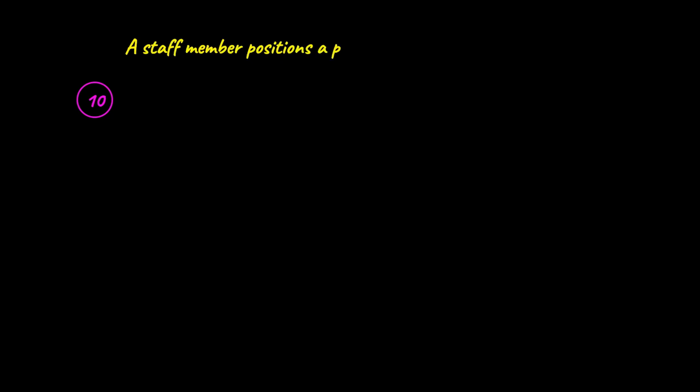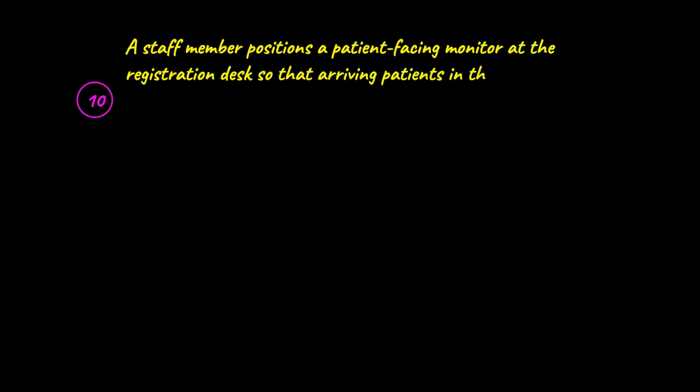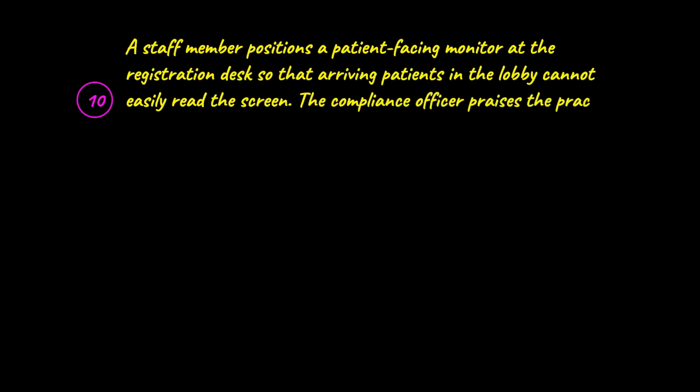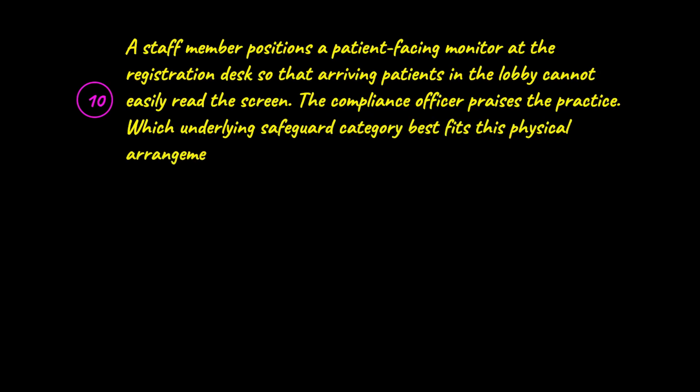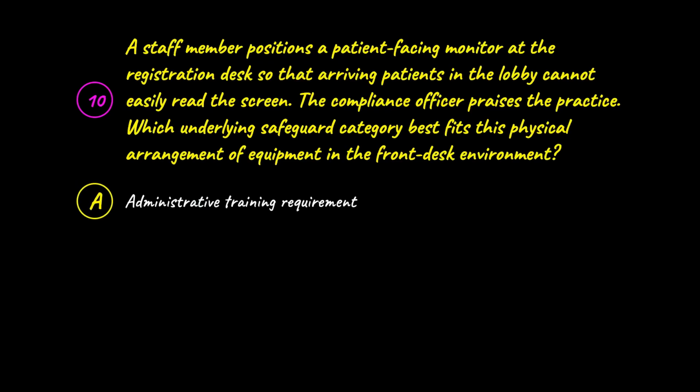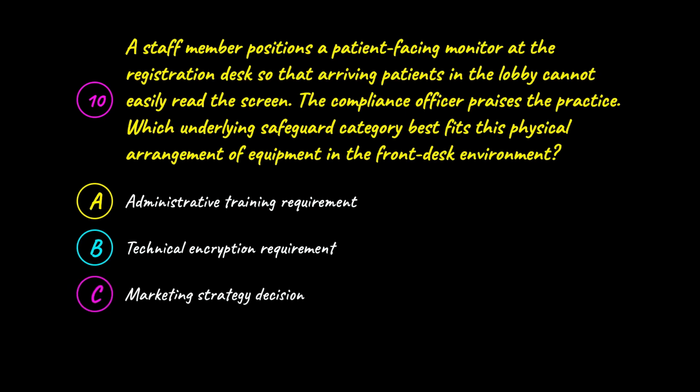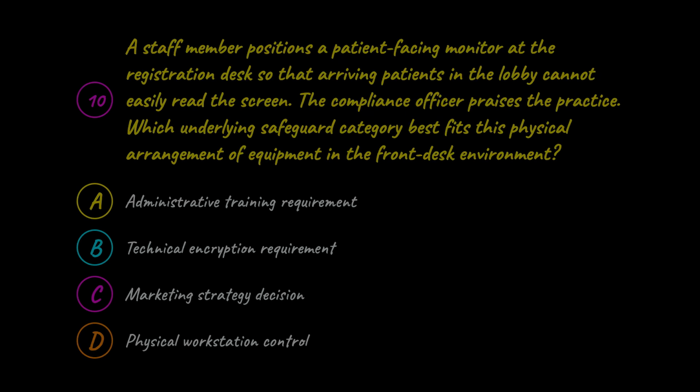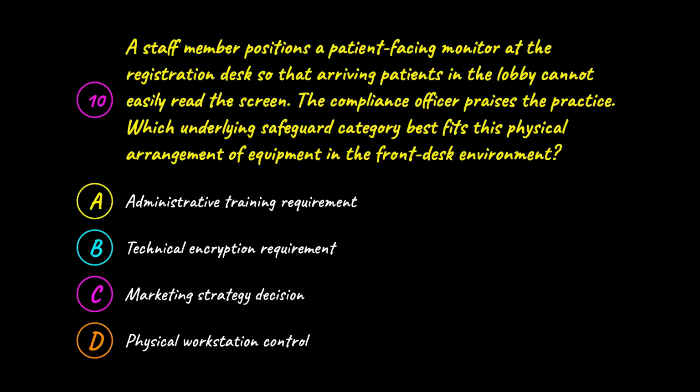Question 10. A staff member positions a patient-facing monitor at the registration desk so that arriving patients in the lobby cannot easily read the screen. The compliance officer praises the practice. Which underlying safeguard category best fits this physical arrangement of equipment in the front desk environment? Your options are A. Administrative training requirement, B. Technical encryption requirement, C. Marketing strategy decision, D. Physical workstation control. Take a second. Which answer would you pick?